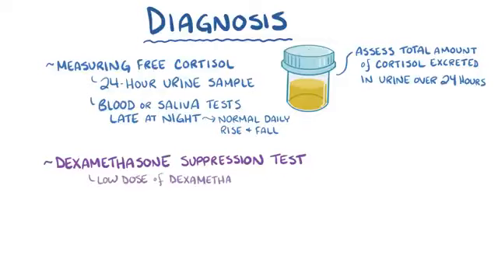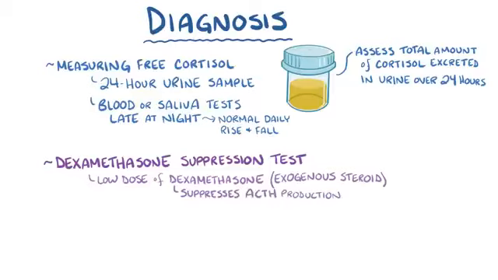Another option is also the dexamethasone suppression test, which is when a person is given a low dose of dexamethasone, which is an exogenous steroid that suppresses ACTH production in the pituitary gland. Normally, that should cause a decrease in serum cortisol levels, but if Cushing syndrome is caused by endogenous cortisol production, then the serum cortisol levels should remain unchanged.